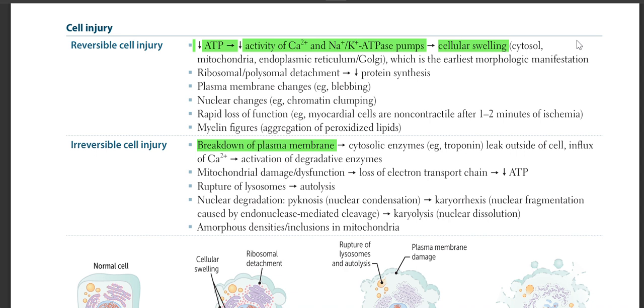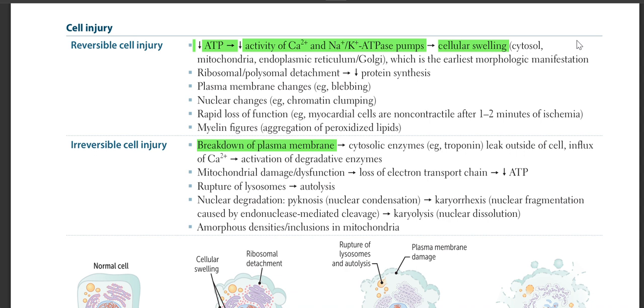Now, that is for a reversible injury. Think about a balloon. I know we're shifting a little, but if you blow a lot of air into a balloon, what will ultimately happen? It will burst. Yes, the same thing happens in irreversible injury. Because so much water is going inside the cell, it just bursts open.